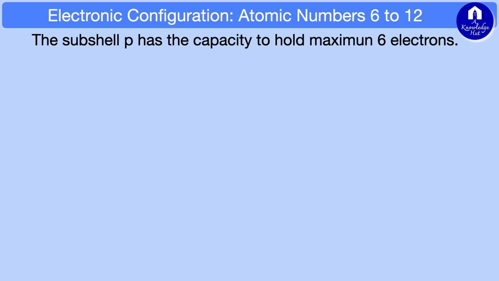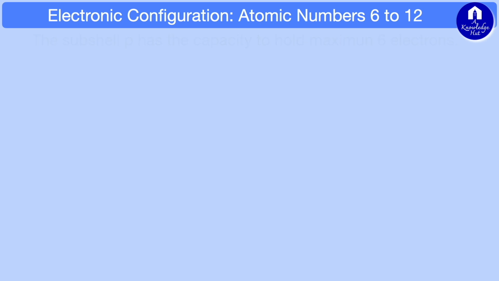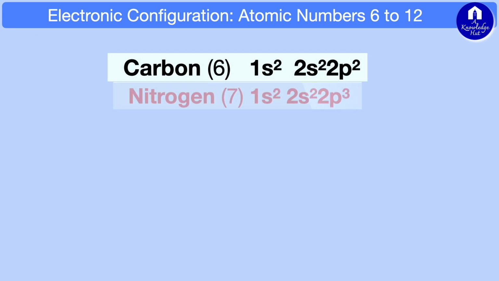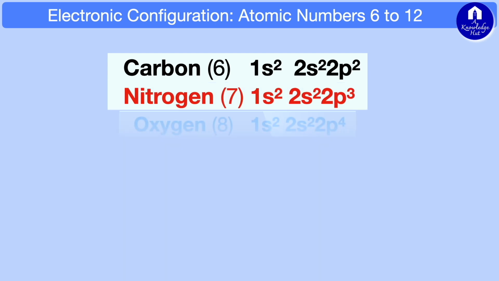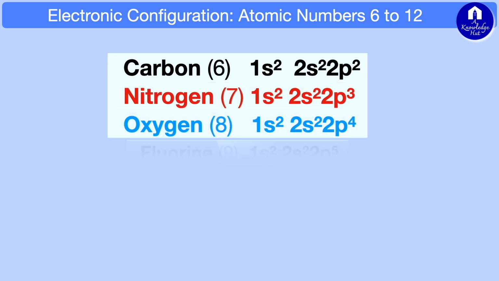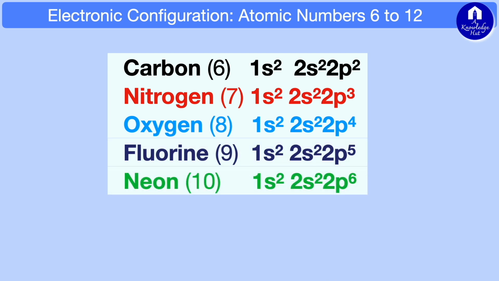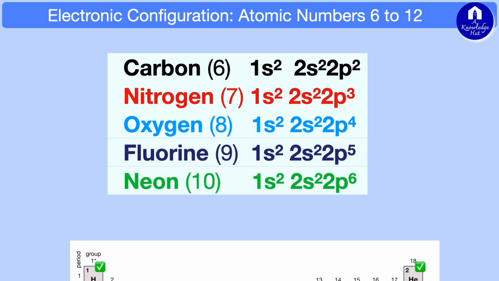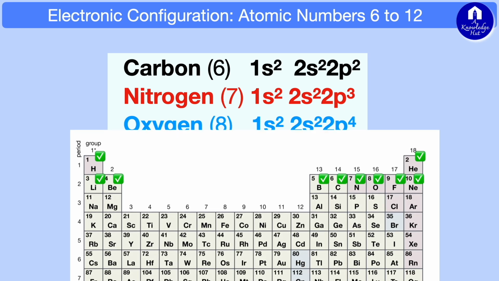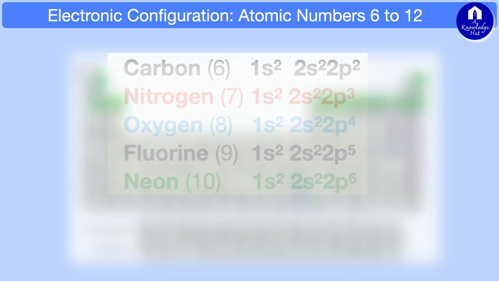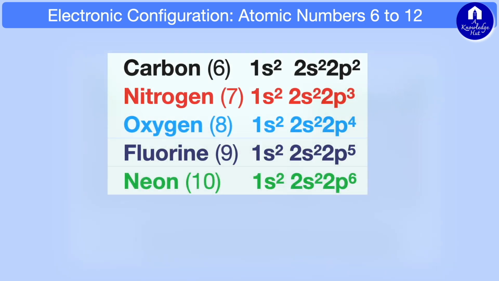So the next 5 elements distribute their electrons as per the following configuration. Carbon 1s2, 2s2, 2p2; nitrogen 1s2, 2s2, 2p3; oxygen 1s2, 2s2, 2p4; fluorine 1s2, 2s2, 2p5; and neon 1s2, 2s2, 2p6. With this, we have completed the electronic configuration of all the elements of the first 2 periods of the periodic table. We enter the third period with the element sodium, whose atomic number is 11.